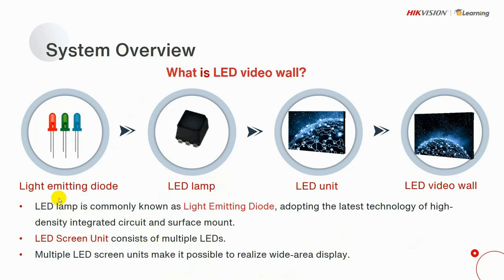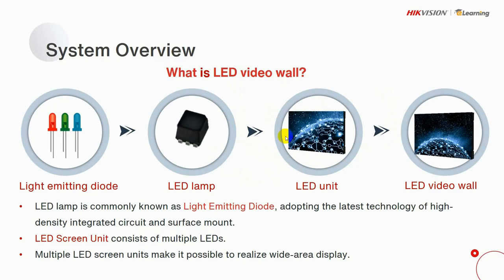LED actually stands for light emitting diode. On the left is inline LED lamp, which is a type of it, which can provide you red, green, blue, and sometimes white color, right? Then we package it as one lamp, as shown here. With different numbers of these kinds of lamps, we will have LED module, which is LED unit here, with different resolutions. So one lamp refers to 1 pixel for LED screen.